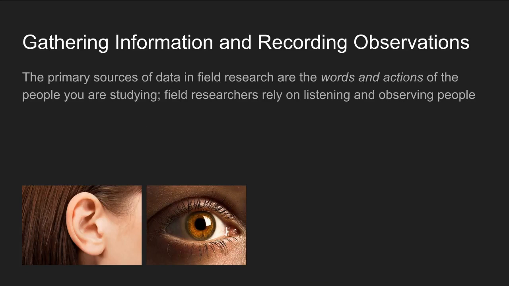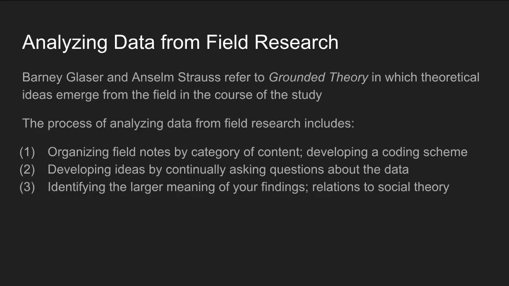The primary sources of data in field research are the words and actions of the people that you're studying. So field researchers really rely on their eyes and their ears to listen and observe people in natural social settings. Once you've collected a set of data from your field research, then you can go into the process of analyzing that data. Barney Glaser and Anselm Strauss refer to the grounded theory process, in which theoretical ideas about social life emerge from field research in the course of study. And the process of analyzing data from field research includes really three steps. The first is organizing your field notes into categories of content, developing a coding scheme that represents the data, developing your ideas by continually asking yourself questions about that data, and finally identifying the larger meaning of your findings and how they relate to social theory.